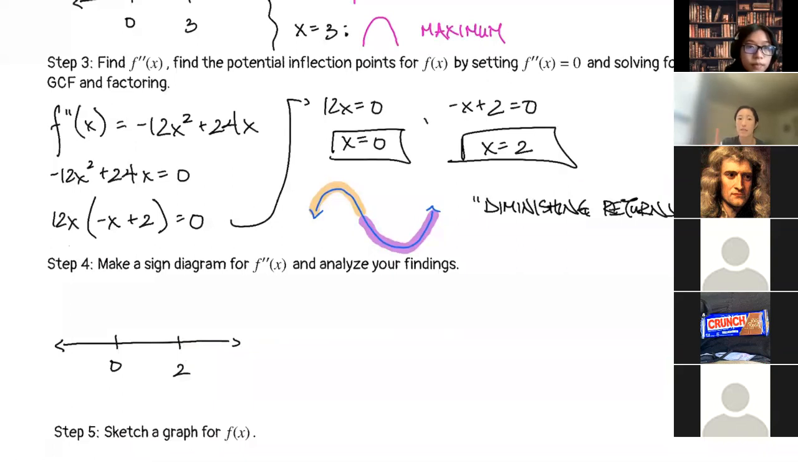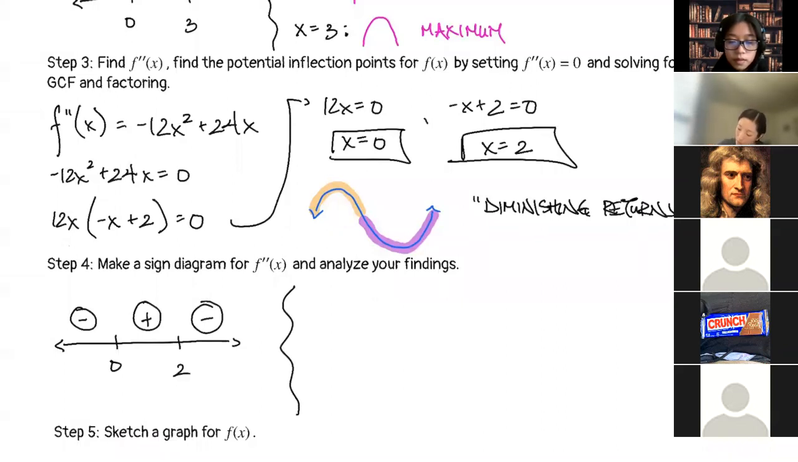Where are we plugging these numbers into? We're plugging them into the second derivative, because the second derivative tells us about concavity. I'll leave the number crunching to you to confirm, but when I plugged in numbers, I got negative, positive, negative.